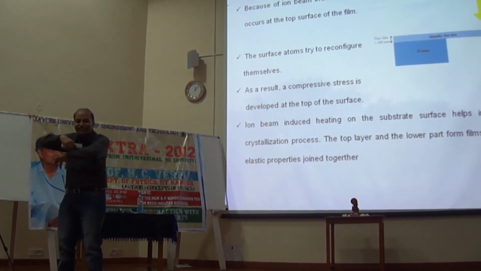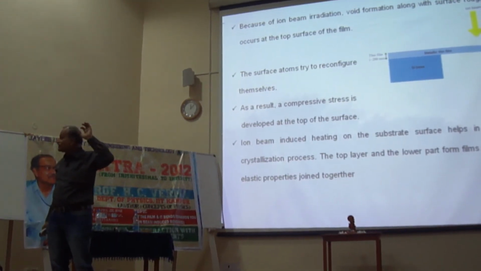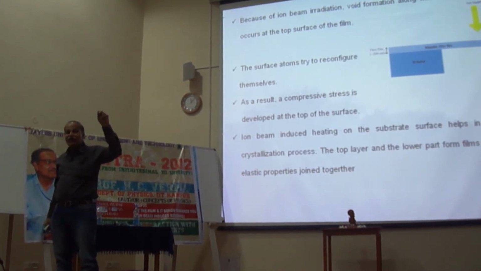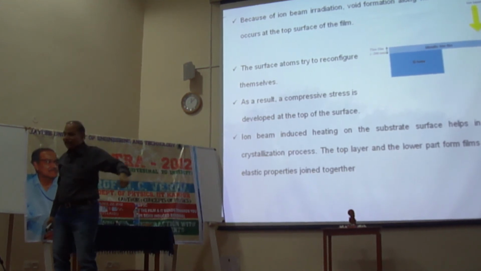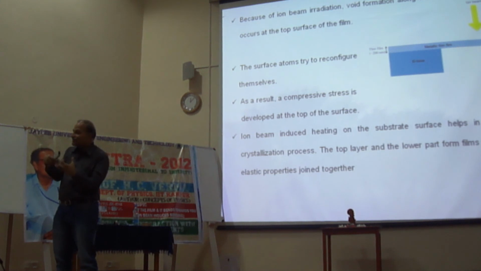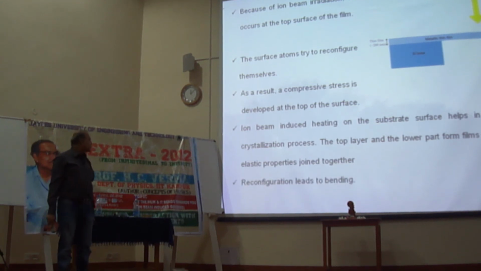So that makes it bend, like what we have studied, bilayers. You remember bilayers? Thermal expansion coefficients are different in a bilayer, as used in electric irons and other things, and it bends once it gets heated because of different thermal expansions. So a similar kind of thing happens here. Okay, so that is the mechanism.